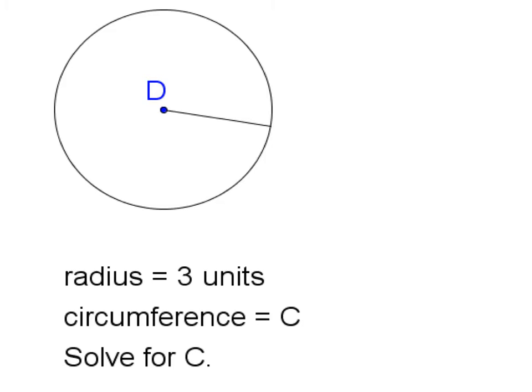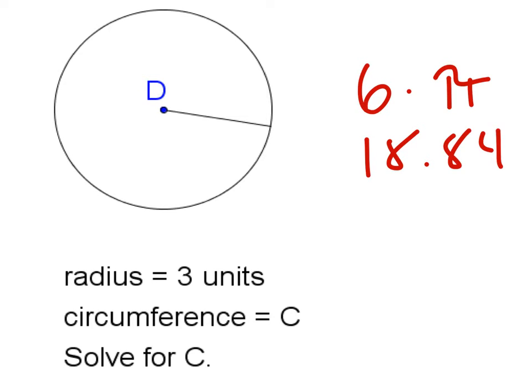Alright, good luck. Okay, so to find the circumference with the radius, you do the radius times 2, and that would be 6, and then you do times pi, and that equals 18.84, and then you would round down since it's a 4. So it's 18.8.